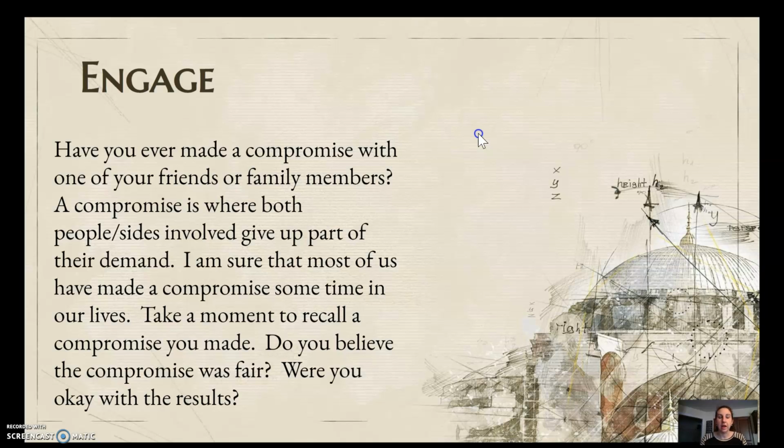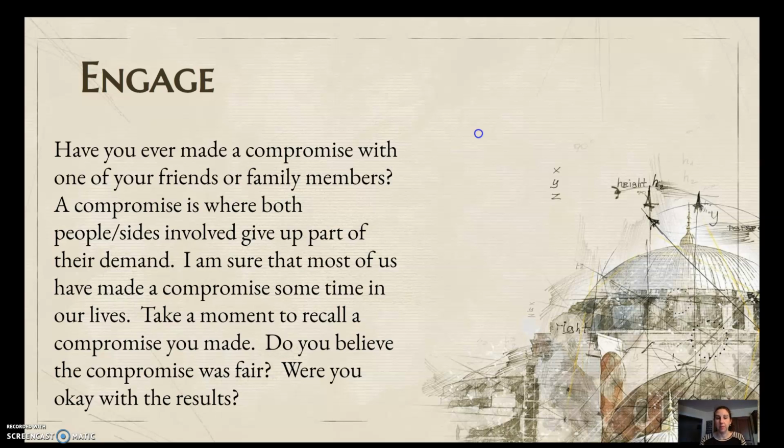Have you ever made a compromise with one of your friends or family members? A compromise is where both people or sides involved give up part of their demand. I'm sure that most of us have made a compromise sometime in our lives. Just take a moment to recall a compromise you have made. Think about a compromise between a friend or family member where you both had to give up something in order to both get some of what you wanted. Do you believe the compromise was fair? Were you okay with the results?